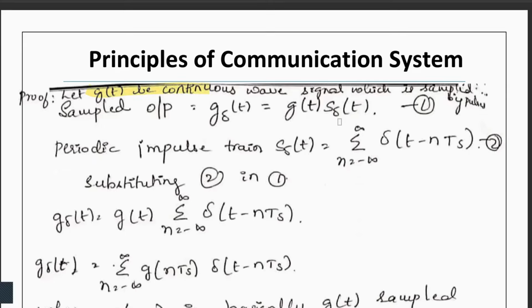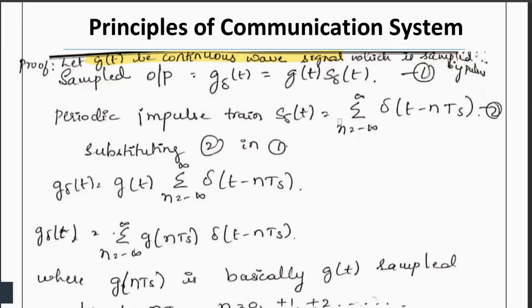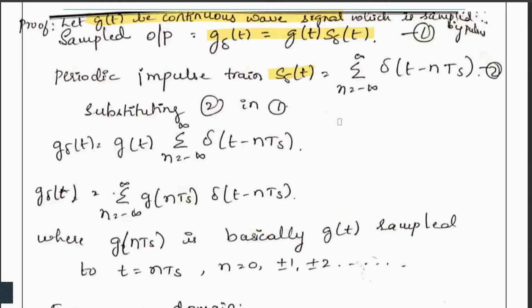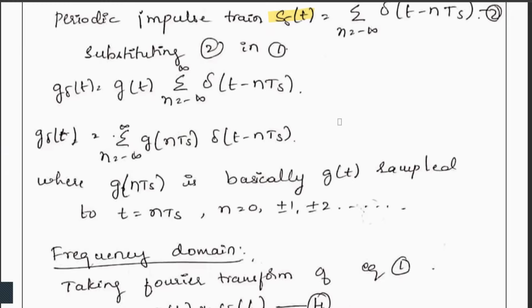Let g of t be a continuous wave signal which is sampled by the pulses. The sampled output is given as g delta of t is equal to g of t times s delta of t, that is equation 1. The periodic impulse train, s delta of t, is given in equation 2. On substituting this in equation 1, we get this equation. After that, you need to split it. You need to take t as n Ts, where g of nTs is basically g of t sampled only. So t is equal to nTs, as I said.